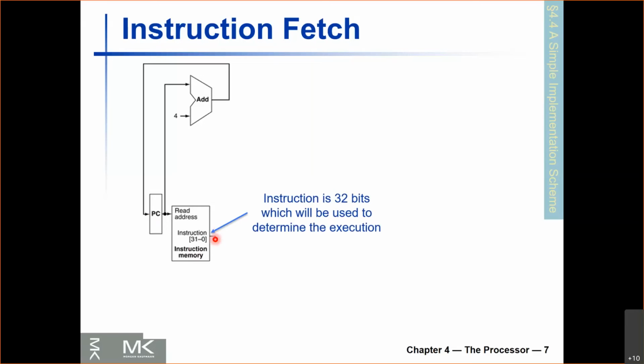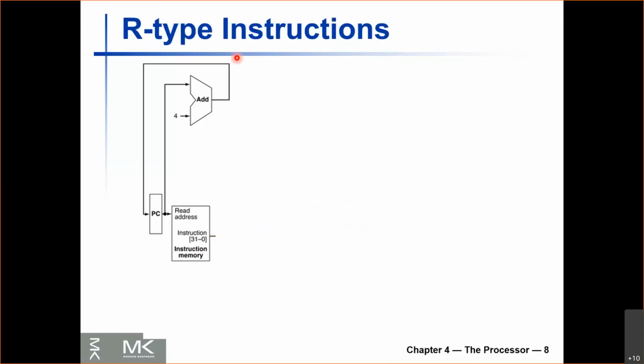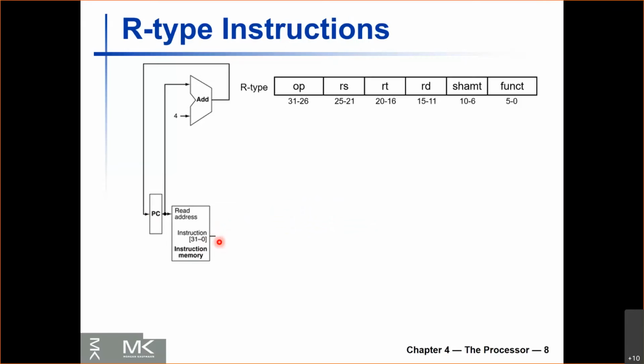After we fetch the instruction, what do we do with it? If we are going to execute an R-type instruction, like add or subtract or set on less than, what do we do with these 32 bits? Well, let's remember what was the format of R-type instructions. So the format of R-type instructions was like this.